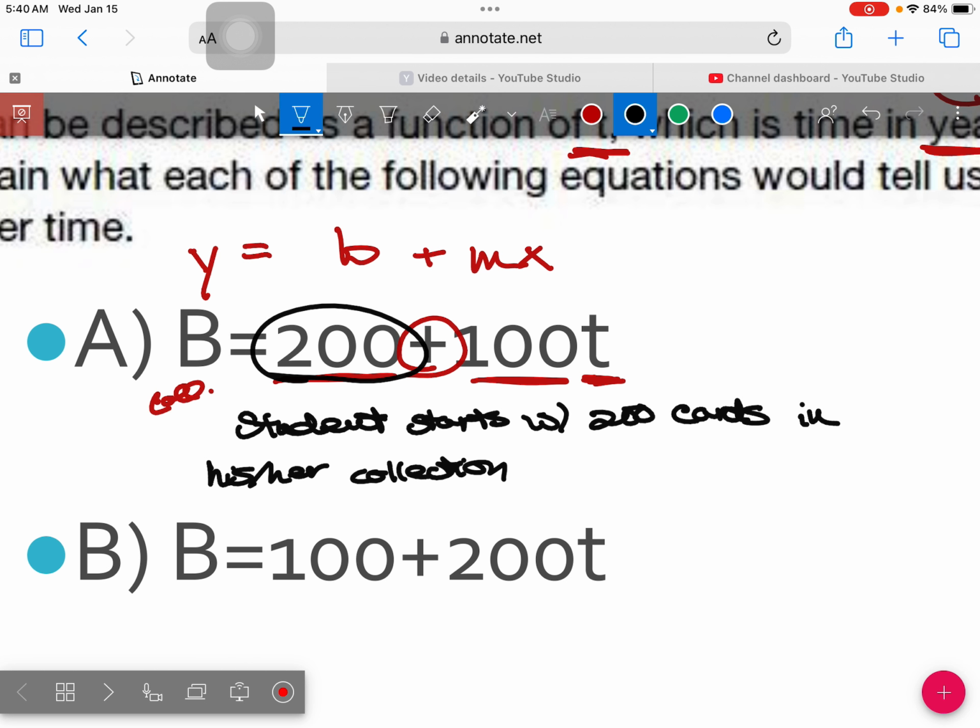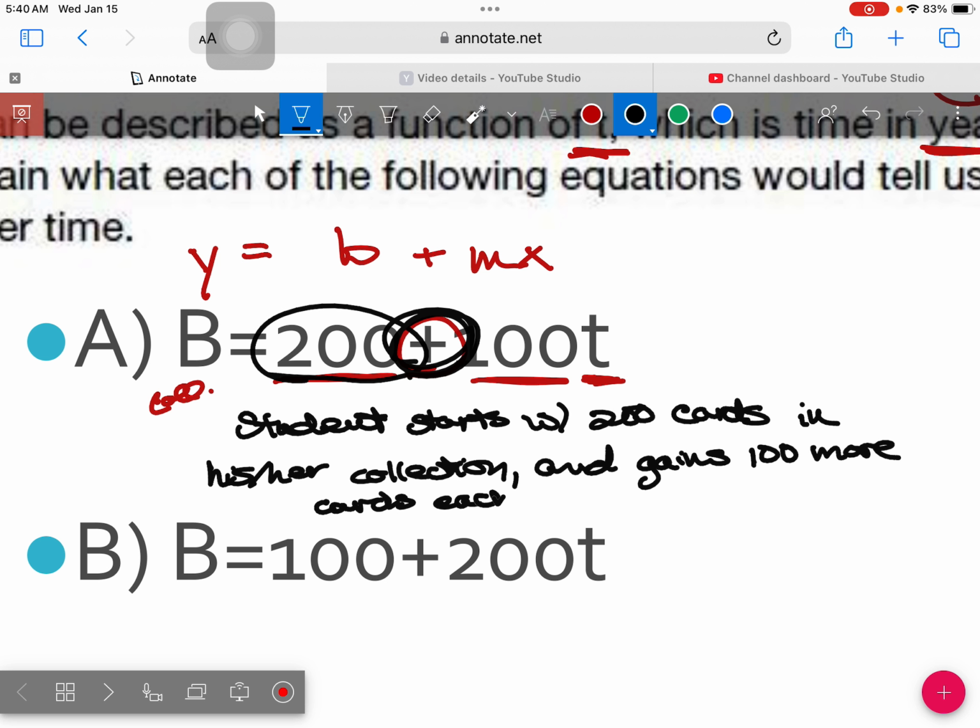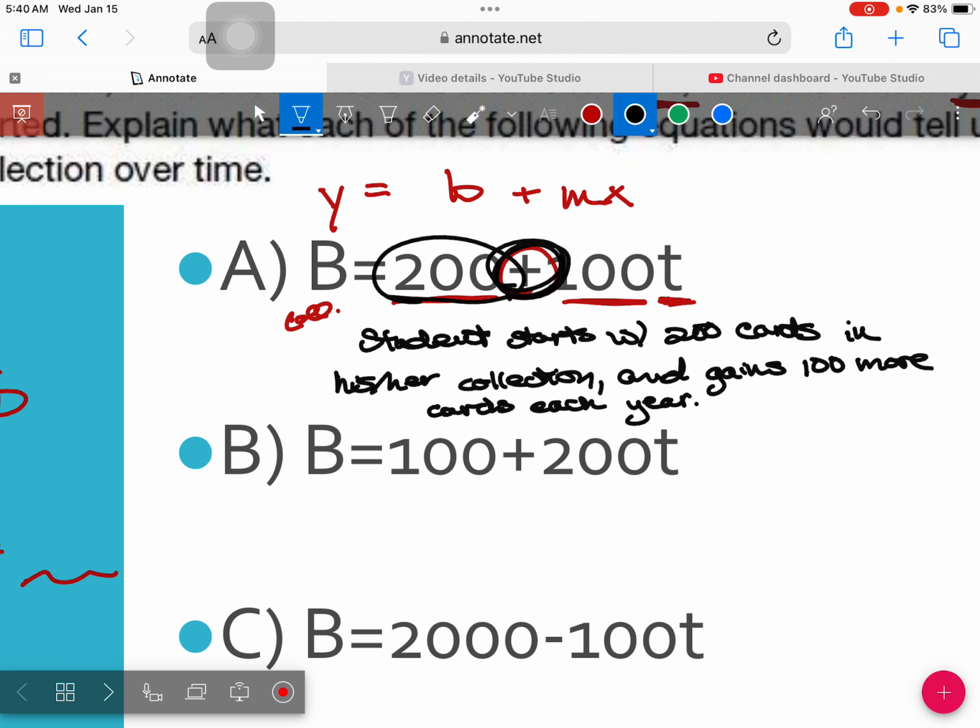There we go. So the student starts with 200 cards in his or her collection and adds, because of this plus sign, or gains 100 more cards each year. Okay, we get all of that basically from this linear equation.